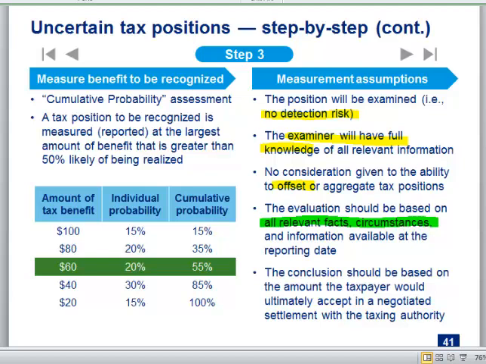Now, here's kind of the zinger with FIN 48, and this is one of the most confusing things, but this will be one of the last theoretical things we talk about. It's this probability table in the lower left corner. Okay, so here's how measurement is supposed to work if you read the guidance. You are supposed to first define your outcomes. Okay? These are outcomes, meaning, let's use my R&D credit example.